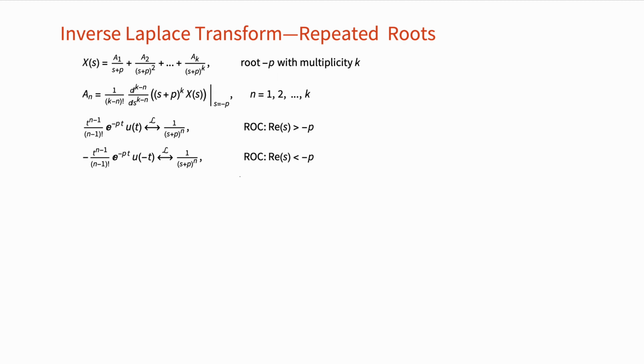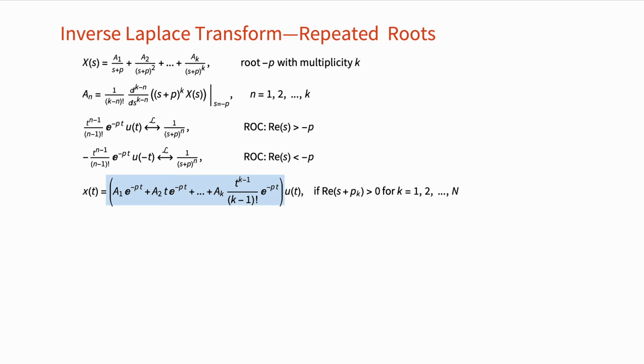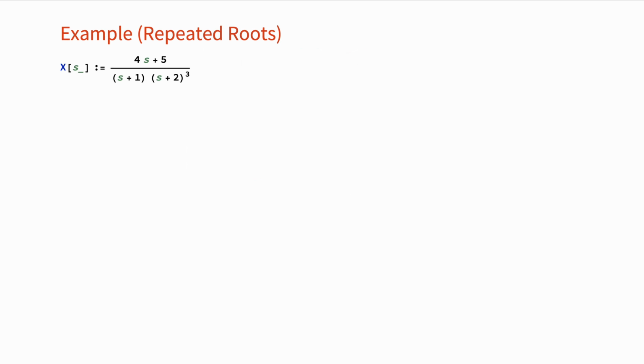For the two different sets of ROCs, we have the right-sided signal and the left-sided signal. Now, assuming that the real part of s is greater than negative p, the inverse Laplace transform of X of s will be the right-sided signal x of t shown here. We have k terms with e to the power minus pt. Let's look at a second example of finding the inverse Laplace transform where we have repeated roots for the denominator of the Laplace transform X of s.